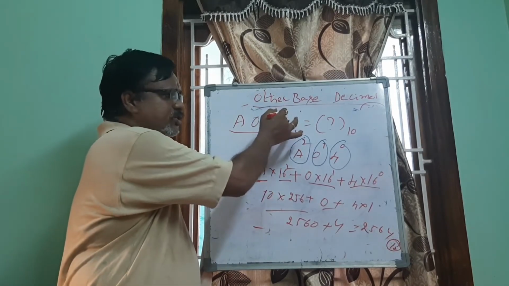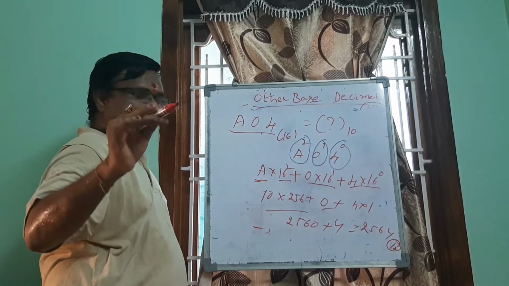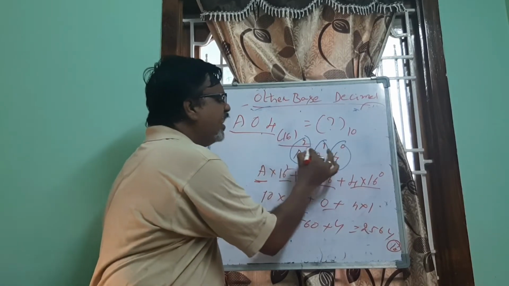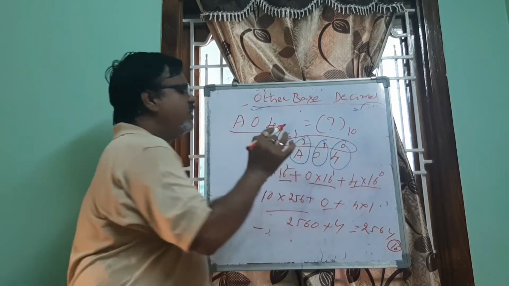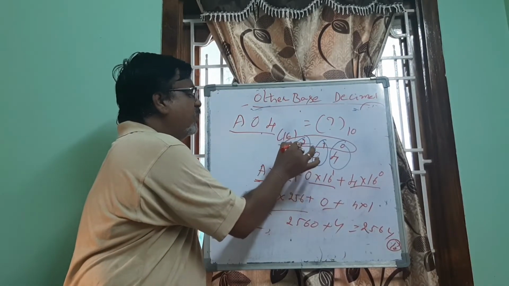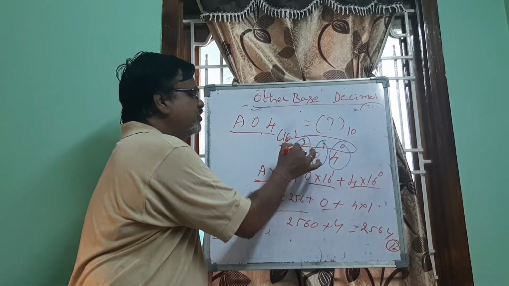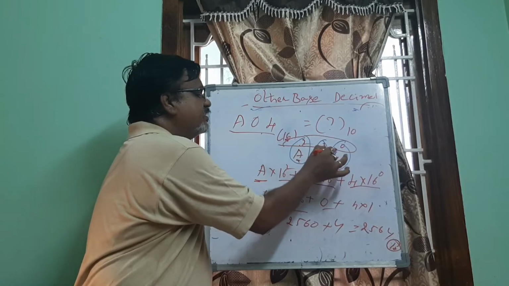Here, for any other base to decimal, we follow multiplication. But before multiplying, you have to consider the position values. That is very, very important. So with the quotient and powers of base, here the base is 16: 16 power 2, 16 power 1, 16 power 0.